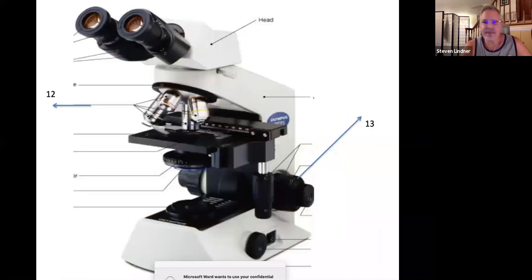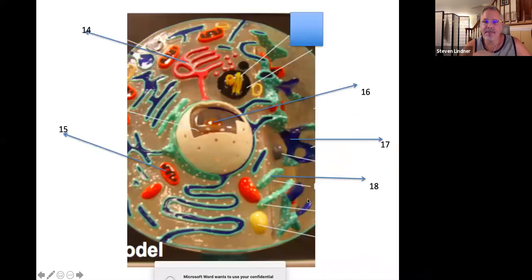All right, now we're looking at the microscope. So I want to know what is number 12 and what is number 13. So number 12, these are objective lenses. And 13, this larger one, is the coarse adjustment knob. If it was this one, it would be the fine adjustment knob. Okay, let's see, number 14.